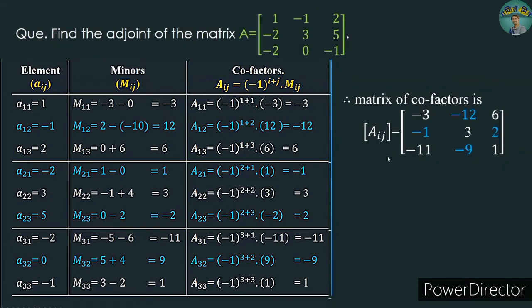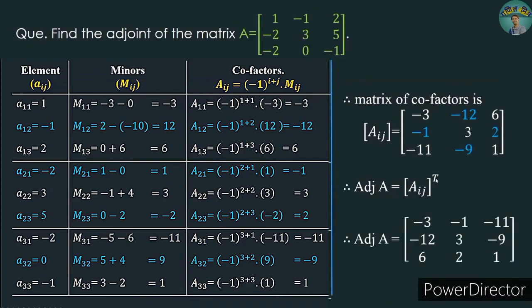We know that adjoint is the transpose of the matrix of cofactors. So we have to take the transpose of this matrix, which means we are going to write all these rows one by one as a column. So our adjoint is minus 3, minus 12, 6 as the first column, minus 1, 3, 2 as the second column, and minus 11, minus 9, 1 as the third column. So this is how we are going to find out the adjoint of a matrix of order 3.